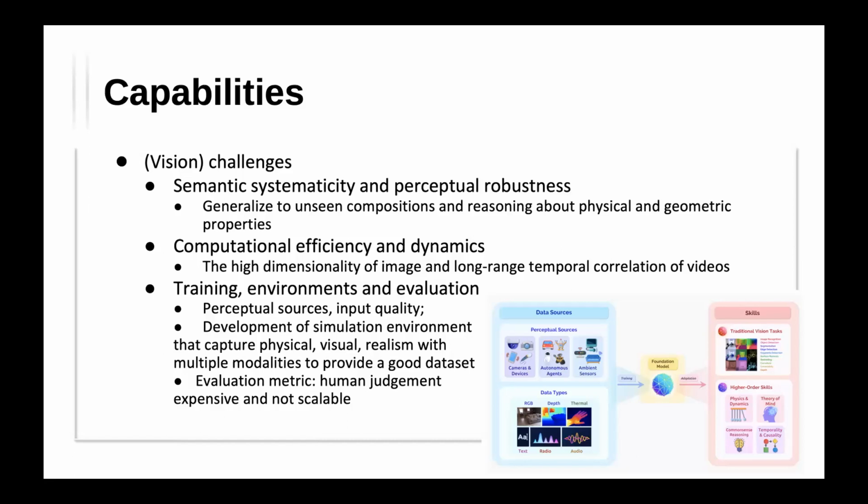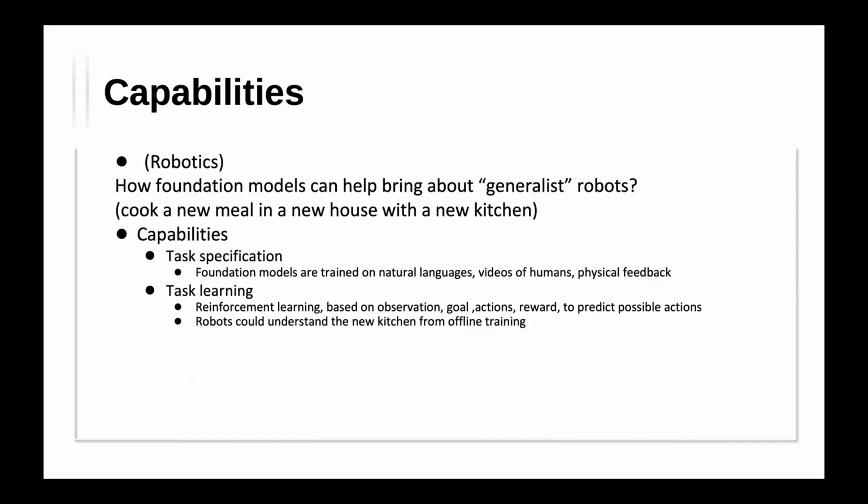Yeah, and then let's look at robotics. There are many tasks in robotics, but here they just focus on how robots can cook a new meal in a new house with a new kitchen. So basically, this question is the core problem for robotics: how can it generalize well?